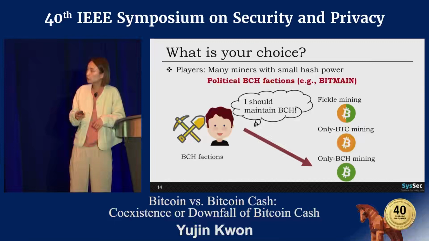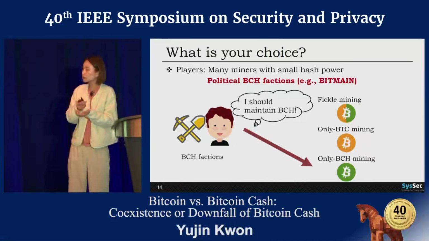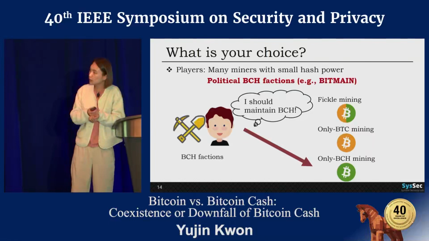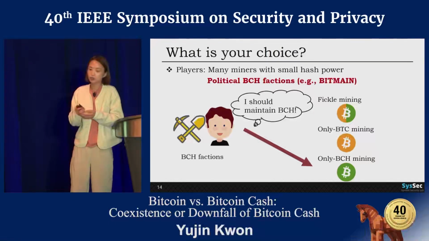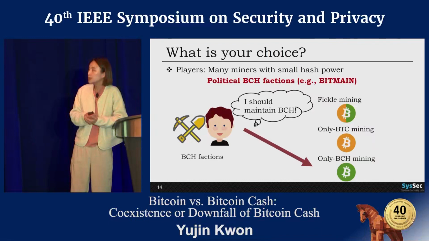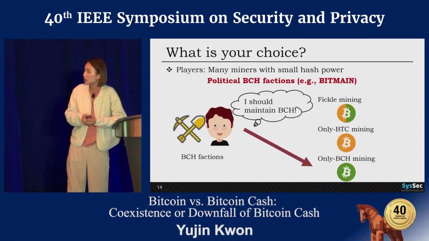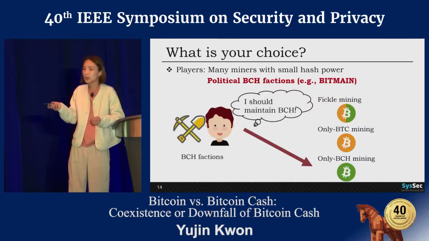However, the second type of miners, political BCH factions, are concerned only about maintaining the existence of Bitcoin Cash. For example, we can consider Bitmain. Bitmain is the biggest company producing mining hardware, and Bitmain was involved in the birth of Bitcoin Cash. So Bitmain may be such a faction, and they only conduct BCH mining. In other words, they always choose the only BCH mining strategy.